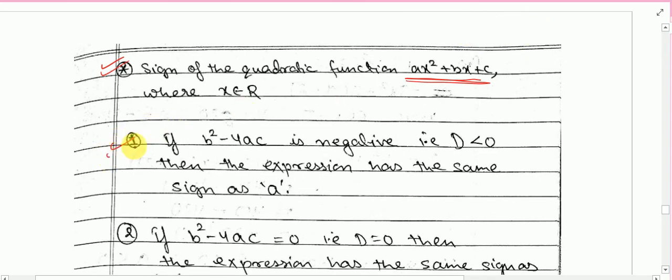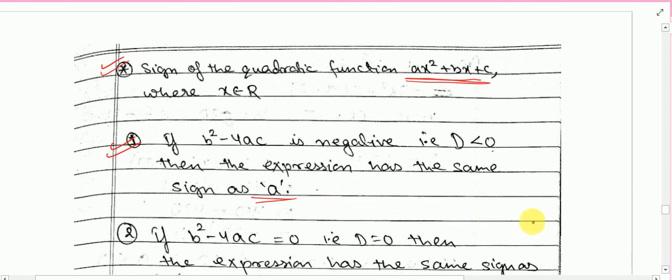So see the first one. If the discriminant b square minus 4ac is negative, let's say you have been given a quadratic expression and you find that D is coming less than 0, then in that case the sign of that quadratic function will be same as the sign of a, means same as the sign of the coefficient of x square. We will see a few questions.